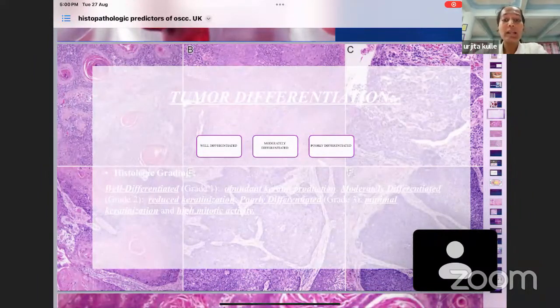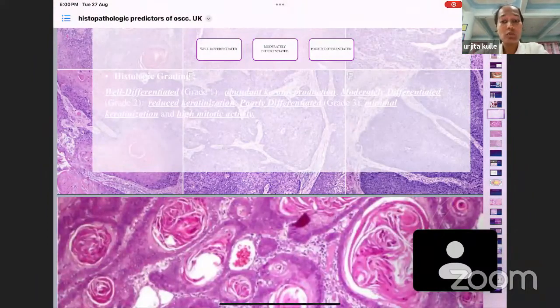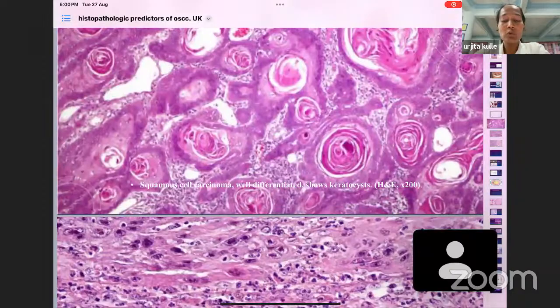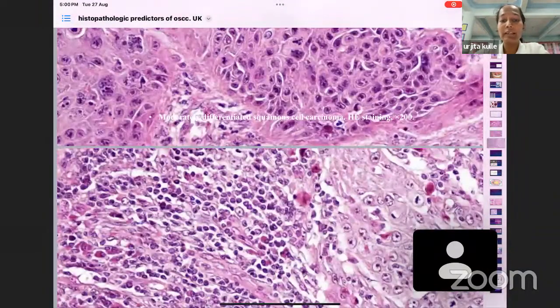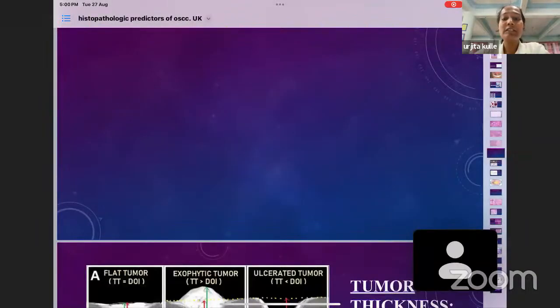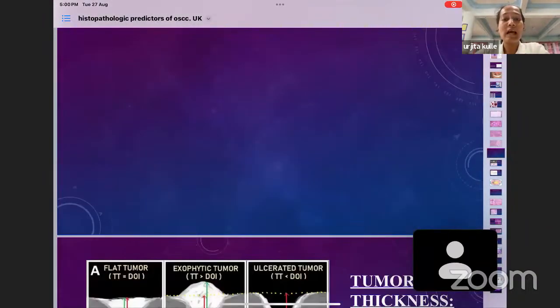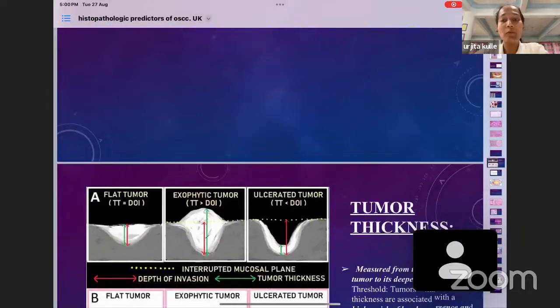This slide shows well-differentiated squamous cell carcinoma showing abundant keratinization. Moderately differentiated shows minimal keratinization, and poorly differentiated shows reduced keratinization with high mitotic activity. The prognostic implication is that well-differentiated shows a good prognosis and poorly differentiated shows a bad prognosis.